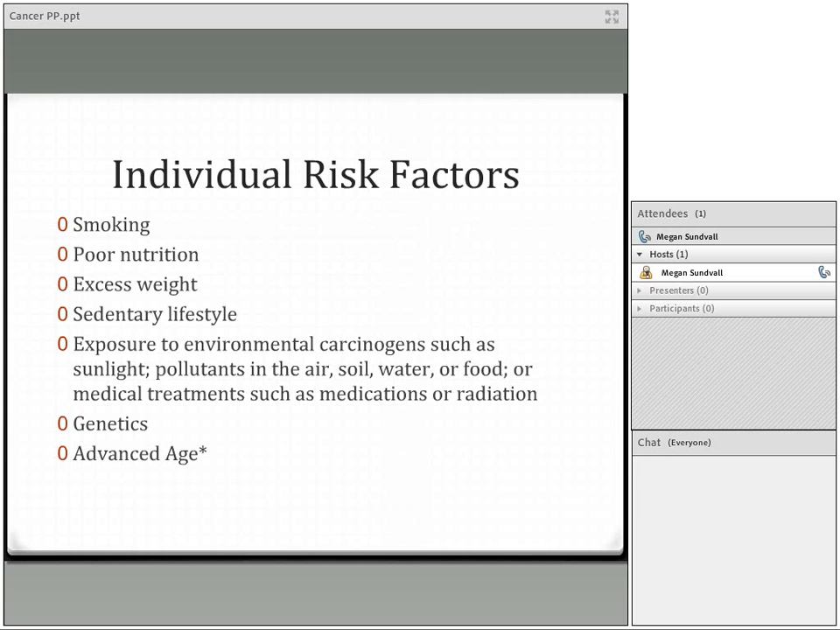Individual risk factors include smoking, poor nutrition, excess weight, sedentary lifestyle, exposure to environmental carcinogens such as sunlight and pollutants, and medical treatments such as medications or radiation. Genetics plays a large component in this. If it runs in someone's family, they're at a higher risk for certain types of cancers. Certain cancers are more likely to be passed down from one family member to another. Then advanced age also increases one's risk for developing cancer, and we've already spoken about why that is.